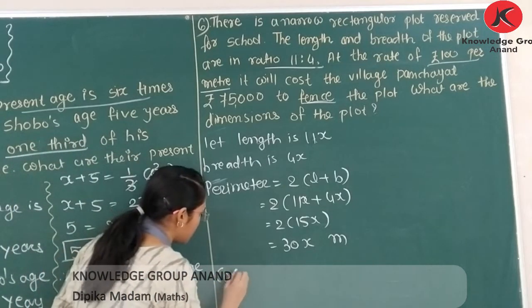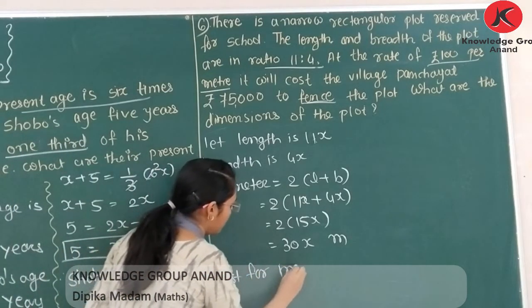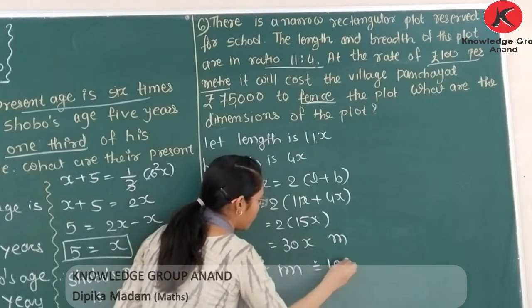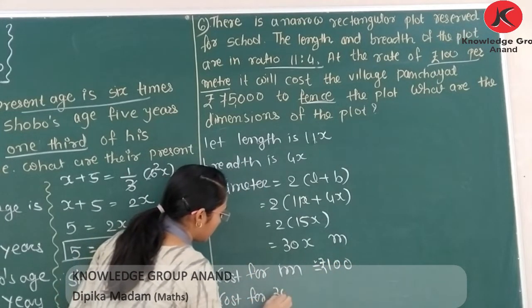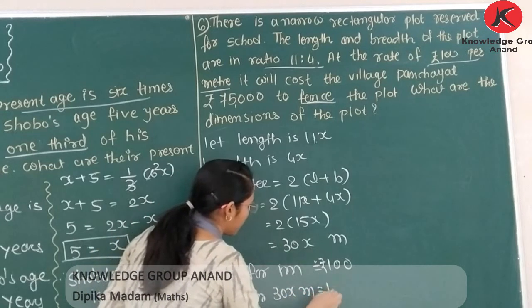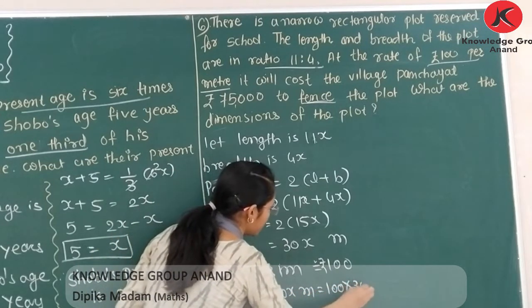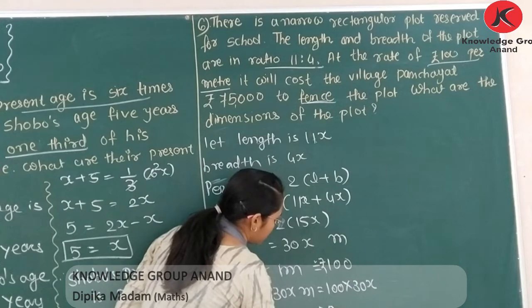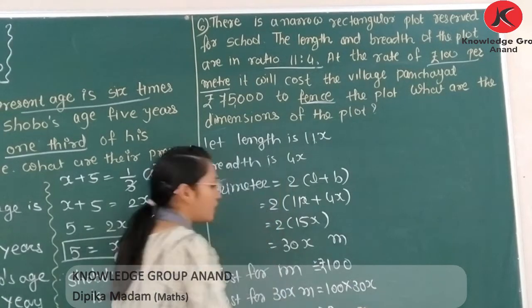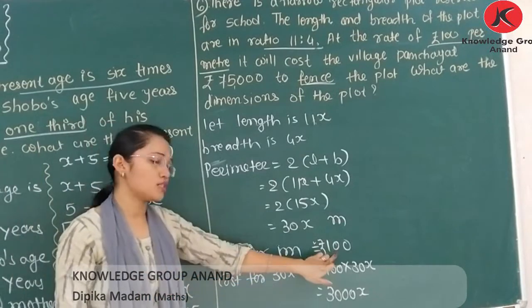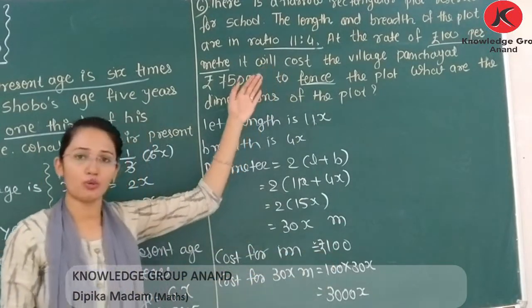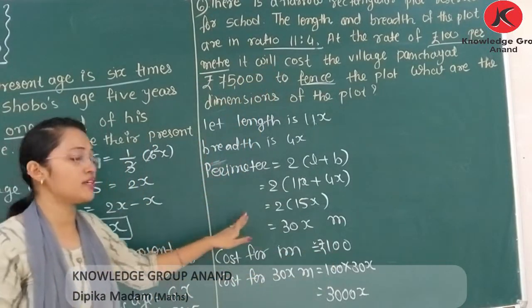So cost for 1 meter is equal to 100 rupees. So cost for 30x meters is equal to 100 into 30x, that is 3000x. That means the cost of fencing is 3000x. 1 meter costs 100 rupees, that is already given in the question. But how many meters do we need to fence?